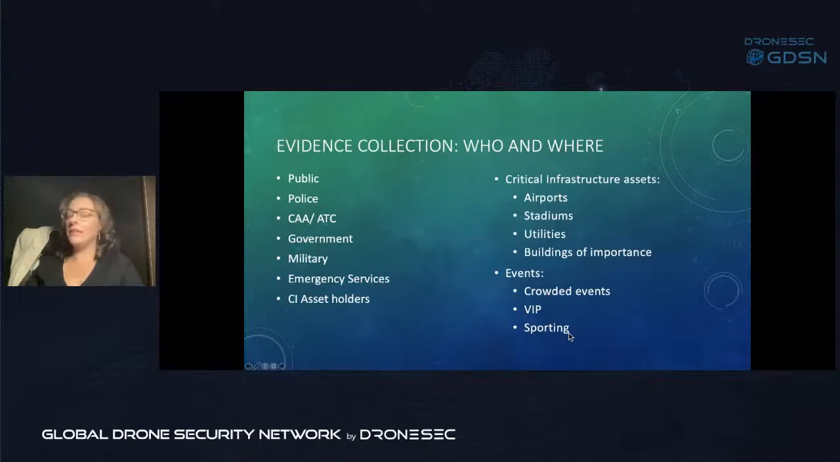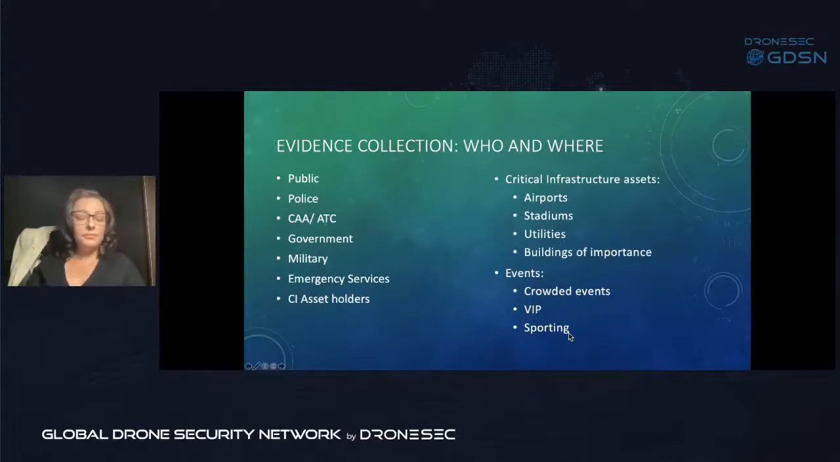Where do you actually start collecting? As we see, drones can go absolutely anywhere and can cause destruction in a lot of places. But you can generally categorize these into critical infrastructure and assets: airports, stadiums, utilities, ports, hospitals. That list isn't exclusive. Buildings of importance, for example. So you have to think about those areas which would be a target. You can also have incursions which may not be so malicious, but can be for sure.